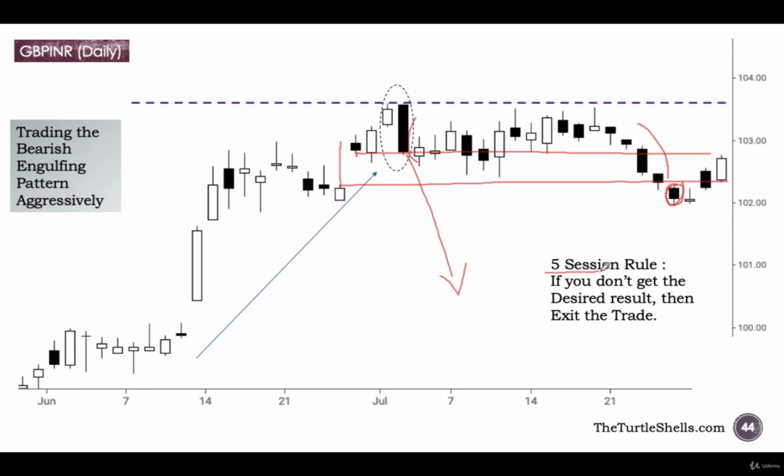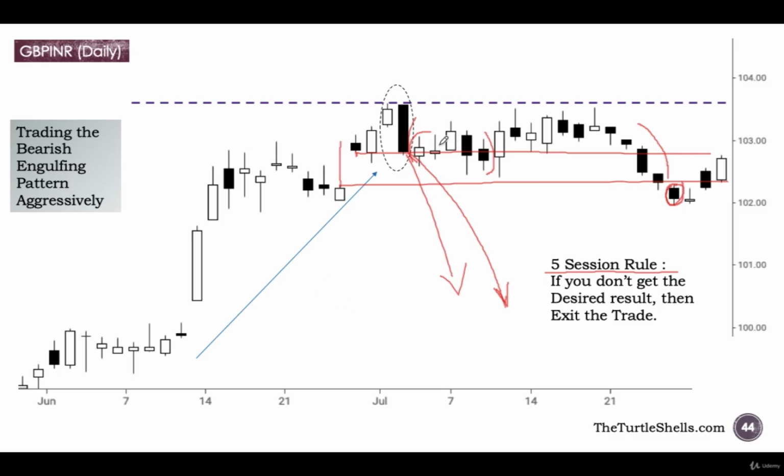Another important tip which I learned from my coach Steve Nissen is this 5-session rule. If you don't get the desired result, then exit the trade. So the point here is 1, 2, 3, 4, 5, within 5 candles. If I don't get my desired result, it does not mean that the price has gone ahead and hit your profit target. Desired result means at least the price starts to move in your direction for the next 4 or 5 candles. If the price starts to move in the direction that you have anticipated, then there is no need to exit the trade. We can still wait for our target to be achieved.